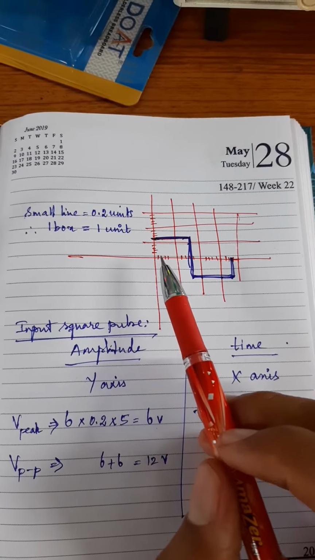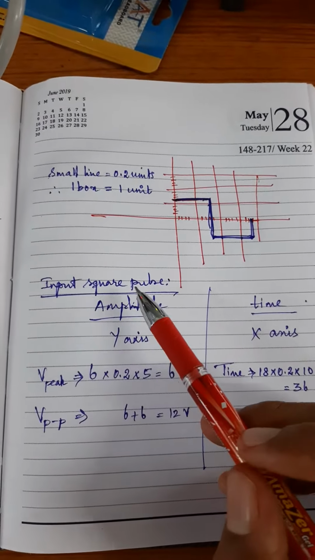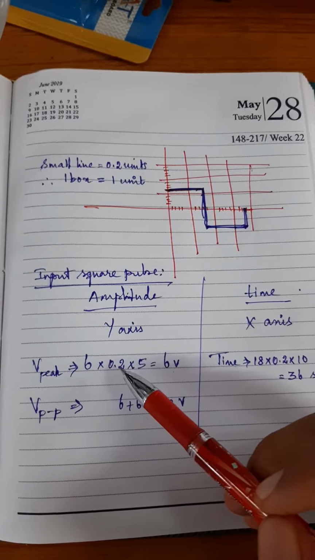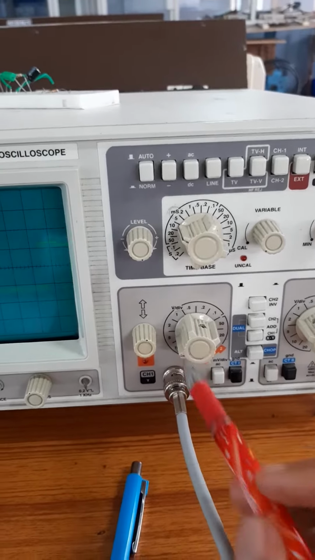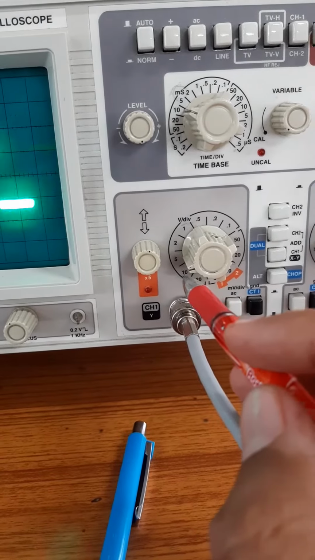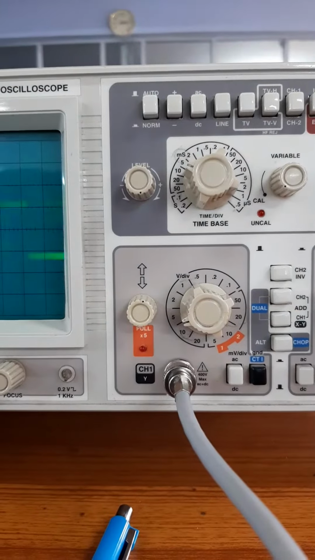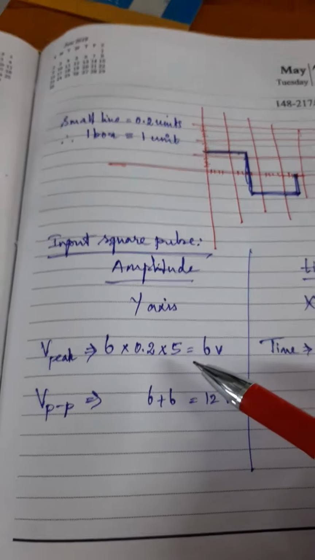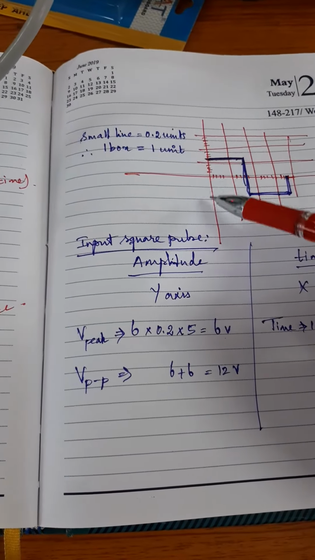Here two things are to be noted. First one, amplitude, and second one is time. This is the input square pulse. For amplitude, it has covered some 6 divisions. Each division takes 0.2, and we need to consider the multiplying factor here. Look at this voltage knob: the black line is pointing at 5, so therefore I have multiplied by 5. So it is 6 volt, and this is the V peak, which means from this to this. If I want peak to peak, then it is nothing but 6 plus 6, it is 12 volt.